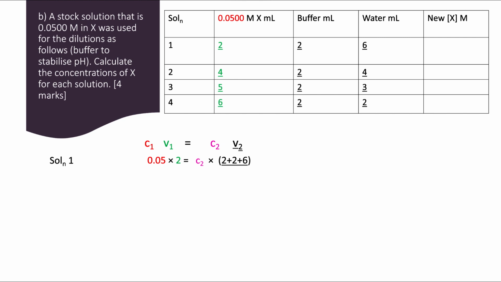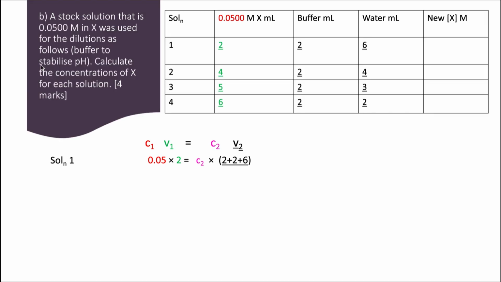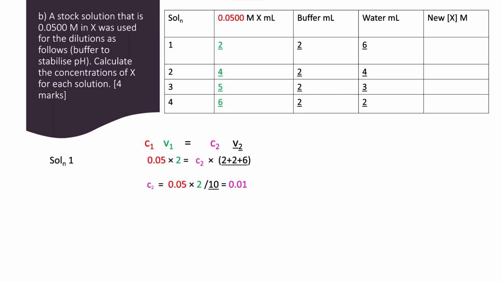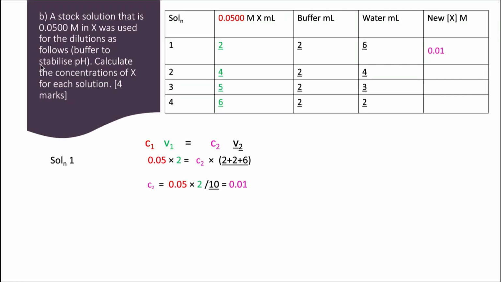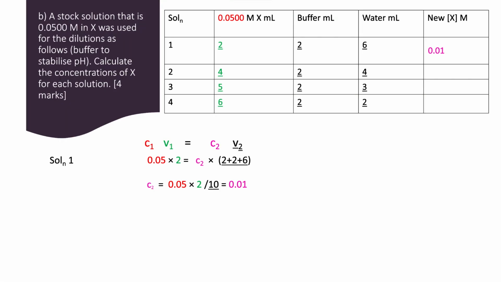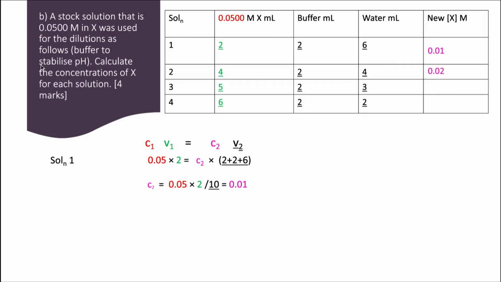0.05 times 2 equals C2 times (2 plus 6 plus 2), which is just 10. To rearrange to get C2, we get C2 equals 0.05 times 2 over 10, which is equal to 0.01. If we do the same for all the other solutions, we get 0.02, 0.025 and 0.03.